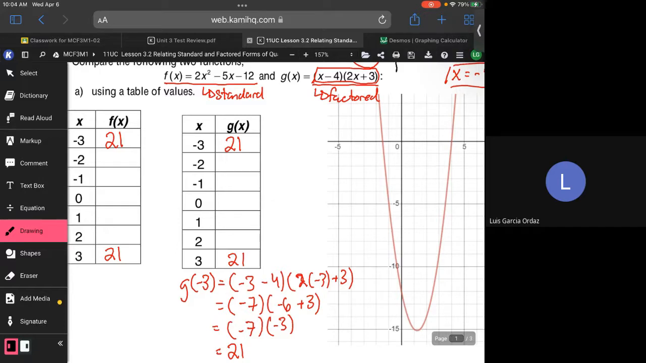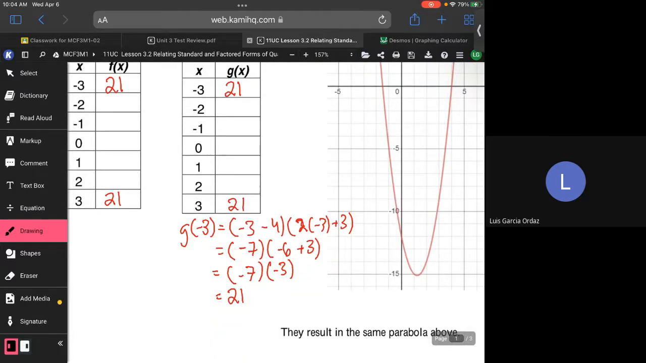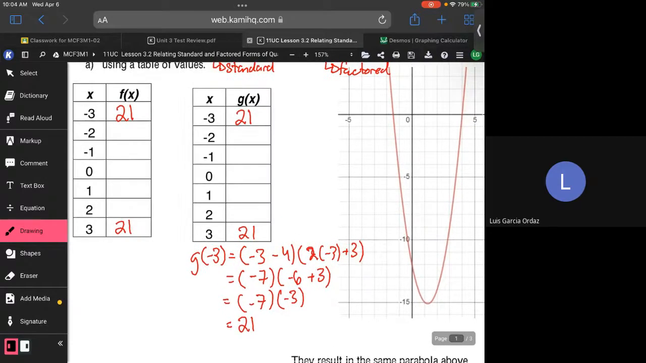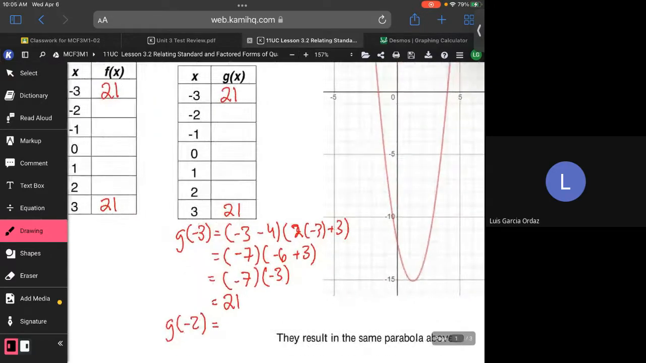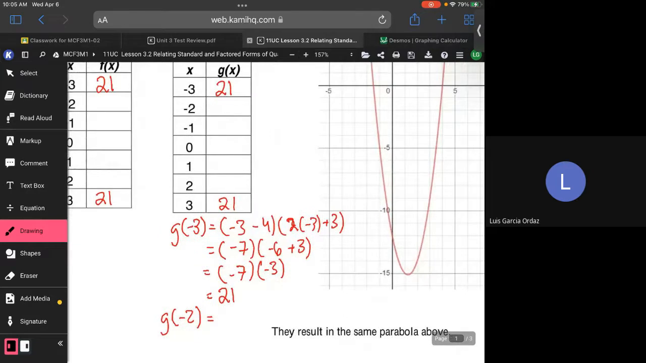I got positive 6. Okay, let's see if anyone else got positive 6. Anyone else got positive 6? I got about 6,020. How? I didn't finish it. Okay, we'll do g at negative 2. Let's see if you guys are subbing anything wrong. We'll sub in negative 2 for x. So listen up if you subbed in stuff incorrectly. I'm going to get negative 2 minus 4 times 2 times negative 2 plus 3.